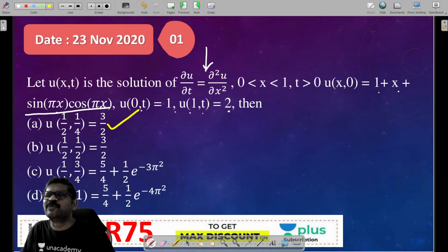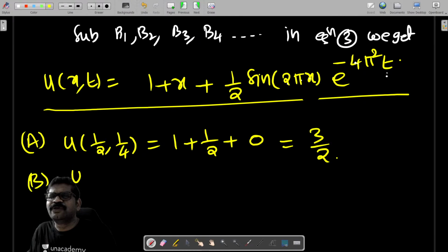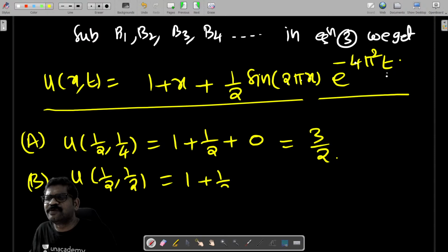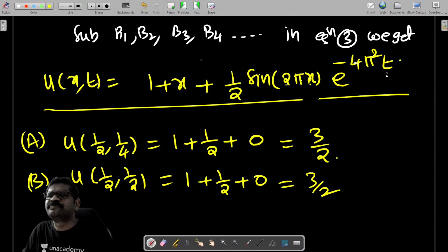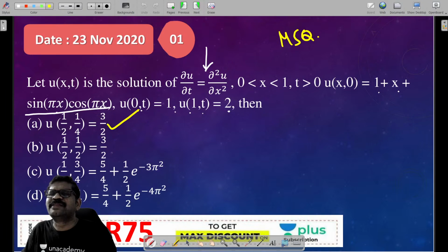Next, it is MSQ. That's why we have to check one by one. Next, u of 1 by 2 comma 1 by 2. Second option: 1 plus 1 by 2 plus 1 by 2. So x is 1 by 2, so sin pi is 0. So 1 plus 1 by 2 is 3 by 2. Second option is also 3 by 2. What they have provided? 3 by 2. So that is also correct.